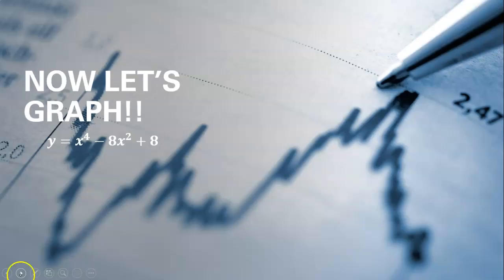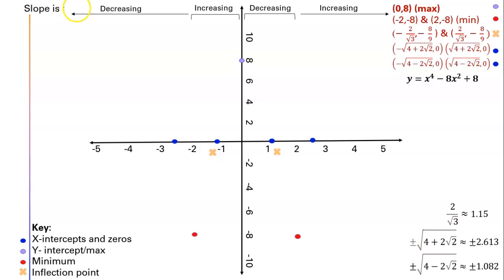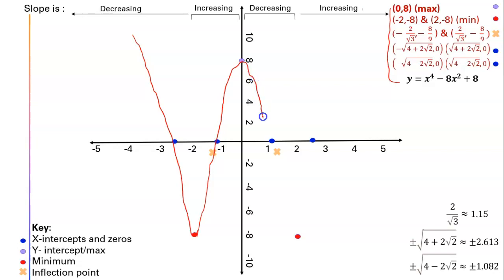So now let's graph. So up here, I have noted how the slope is changing, and then over here I have our coordinate values. So these would be our intervals. From my intervals at the top, I know that my slope should be decreasing from negative infinity all the way down to negative 2, and then it goes back up to increasing through my inflection point and my x-intercept. Then it hits my y-intercept as well as my max, travels to decreasing through my inflection point down to my minimum, and back up again.